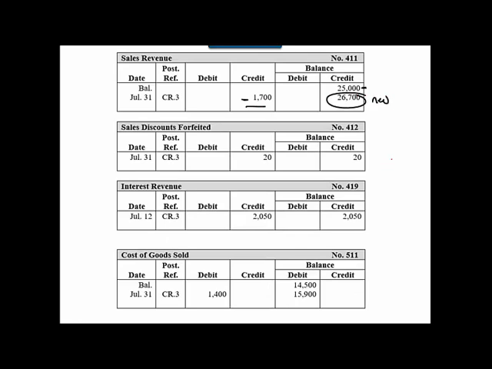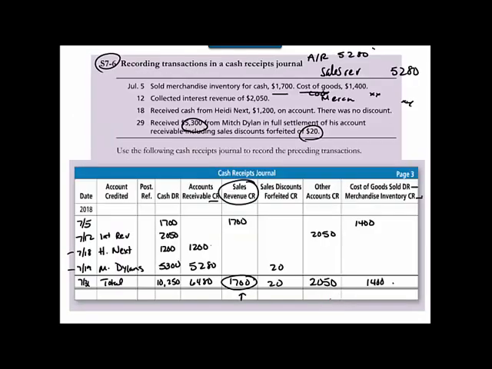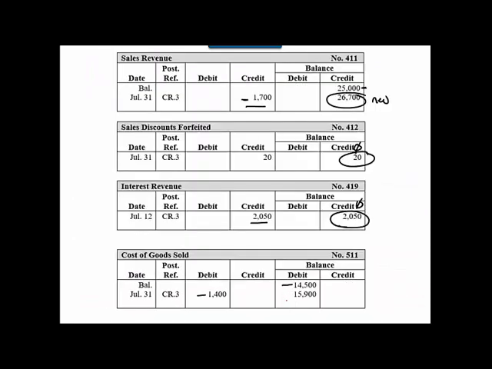Sales discounts forfeited has a credit balance. I started with 0. I credited 20. My new balance is 20. Interest revenue started with 0, and I credited $20.50 this month, and so that's my new balance. And then cost of goods sold is an expense, so I start with a debit balance. I debited another $1,400. That is off of this total right here, right? Cost of goods sold, I debited $1,400, and so my new balance is $15.9.